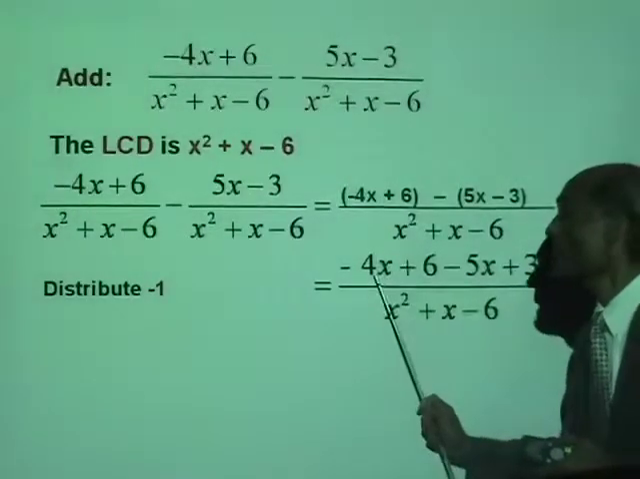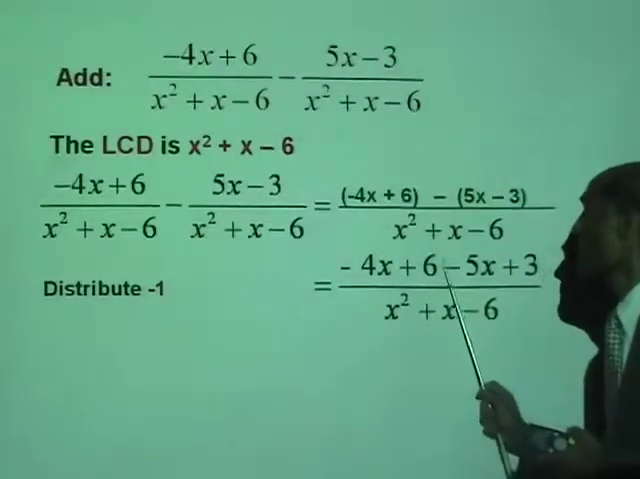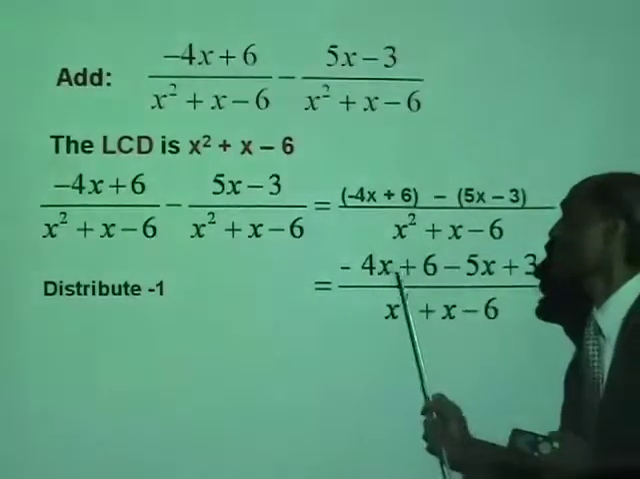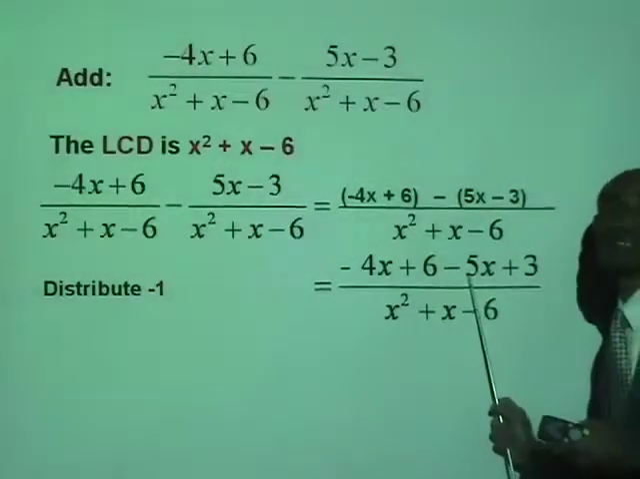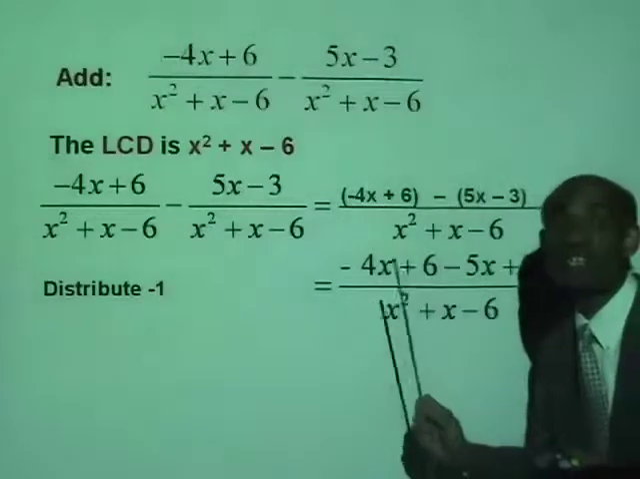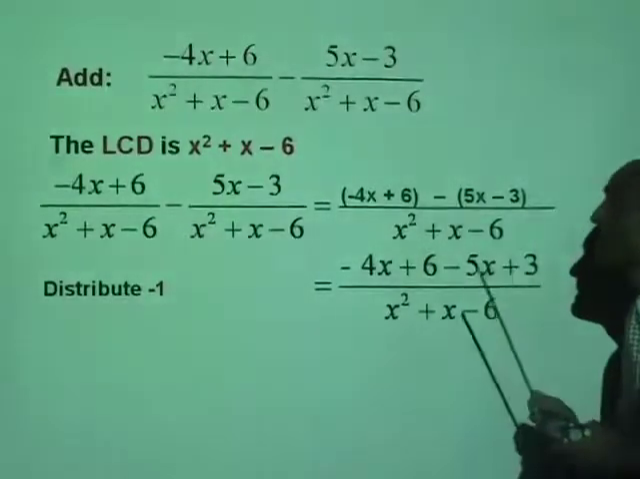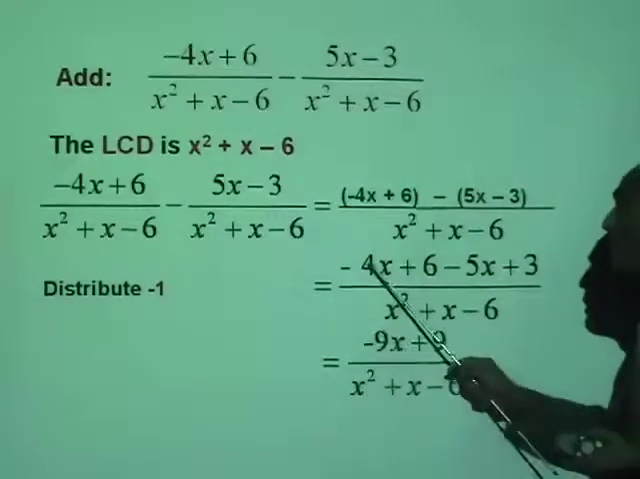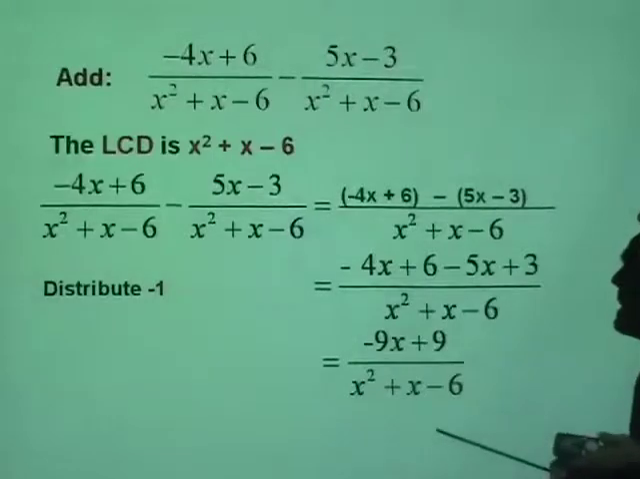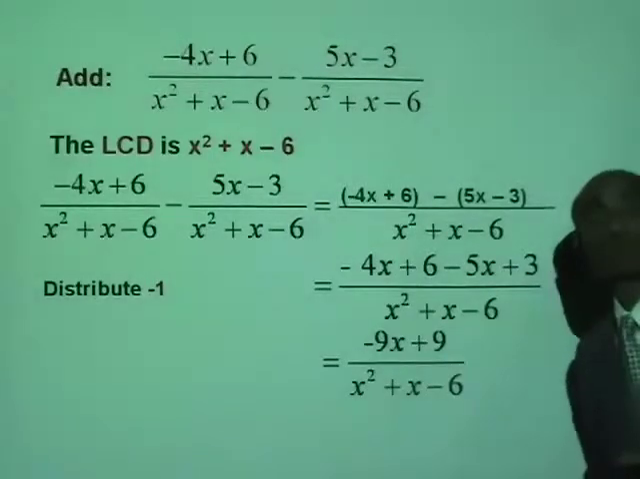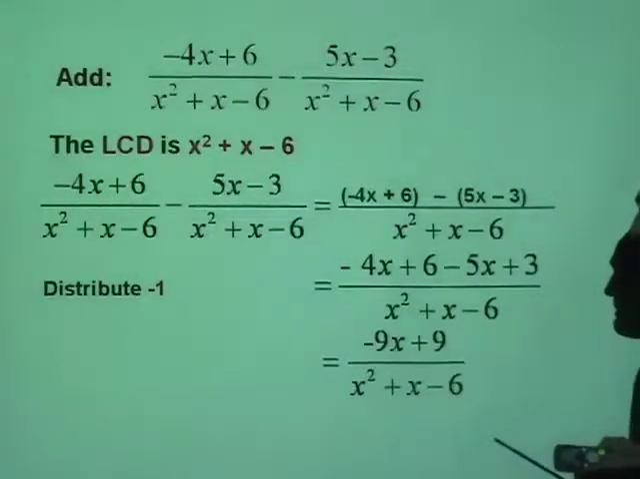Now how would you simplify? Look at the x's. Negative 4x minus 5x. What does that give you? Negative 4x minus 5x would be negative 9x. And 6 plus 3 is 9. So my numerator is negative 9x plus 9, and the denominator is x squared plus x minus 6.